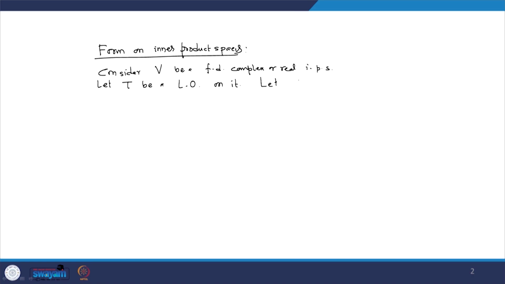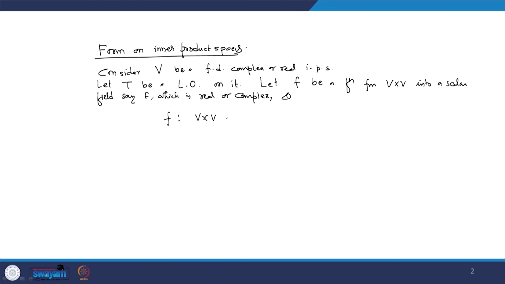Let f be a function from V cross V into a scalar field, say capital F, which is real or complex, and f is defined on V cross V like this: f of alpha beta equals inner product of T alpha beta, for all alpha beta belonging to V.